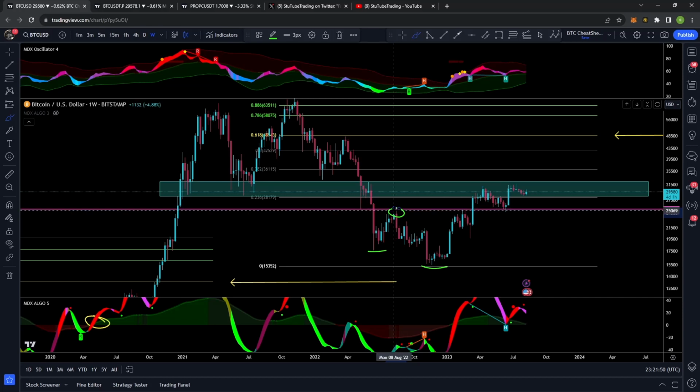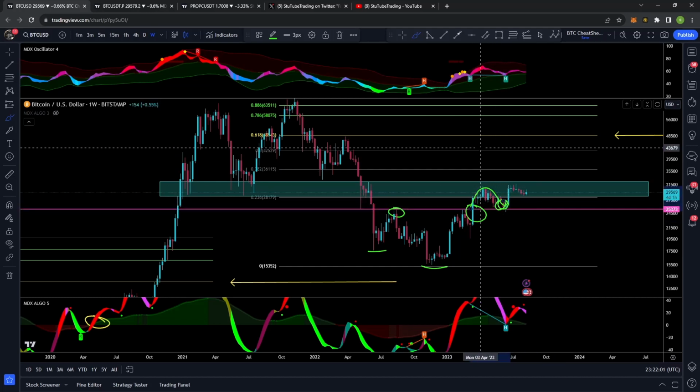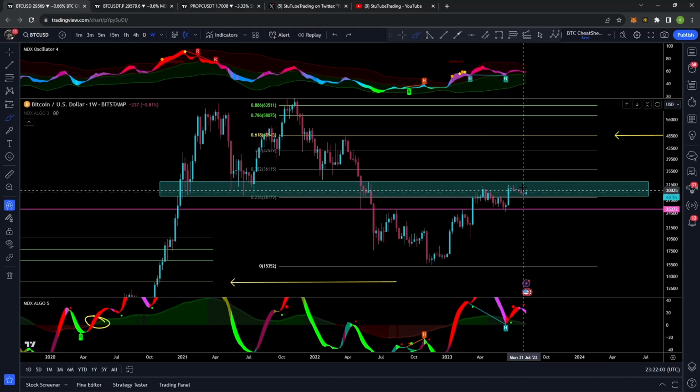This would be the lower high, and the fact that we broke that at this level here and then flipped that resistance into support back here, I think that was a very bullish confirmation as far as the longer term goes for Bitcoin here.